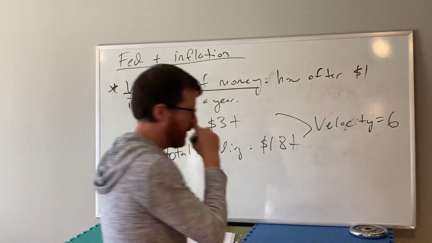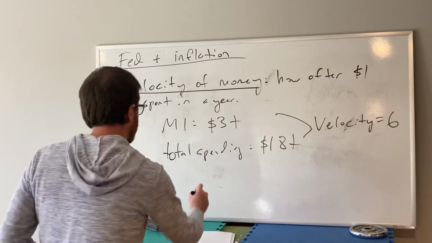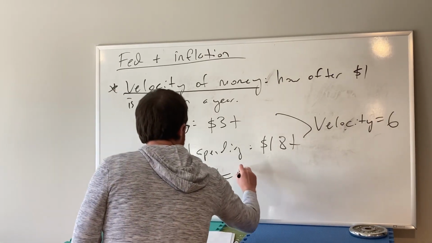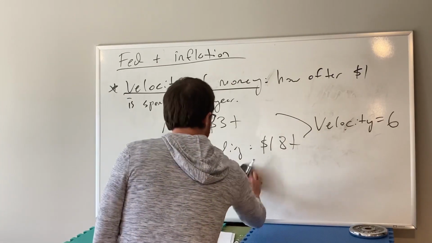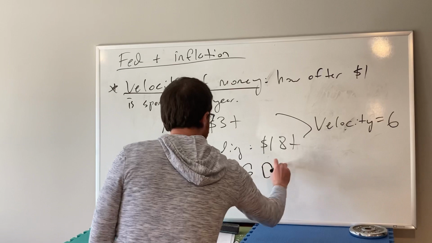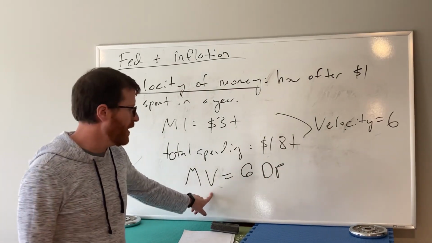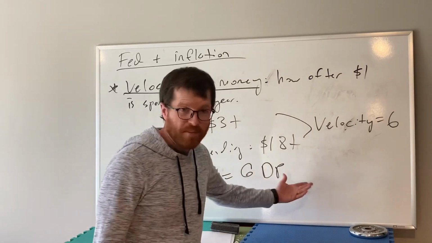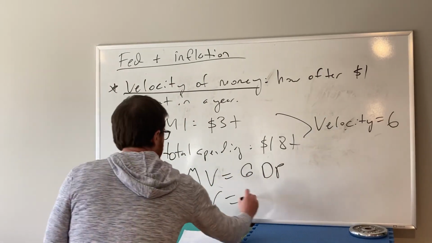Okay? Now I could actually show you the formula for this. I'll show it to you real quick just so you see it. There's a formula that looks like this. MV equals PQ. In fact, let me just call that GDP. All right. Where M is the money supply, V is the velocity of money, and this is GDP, gross domestic product. Okay. So all we really need to do is take the velocity.